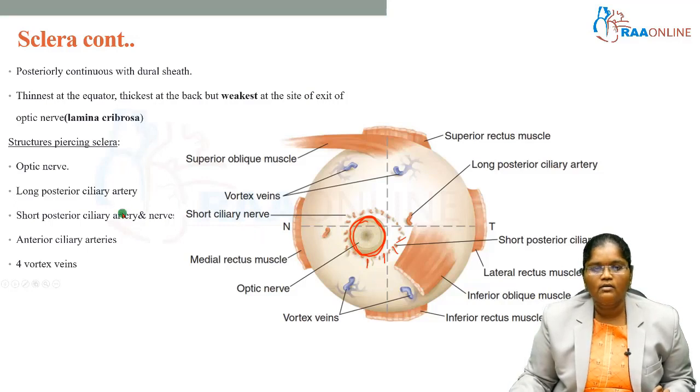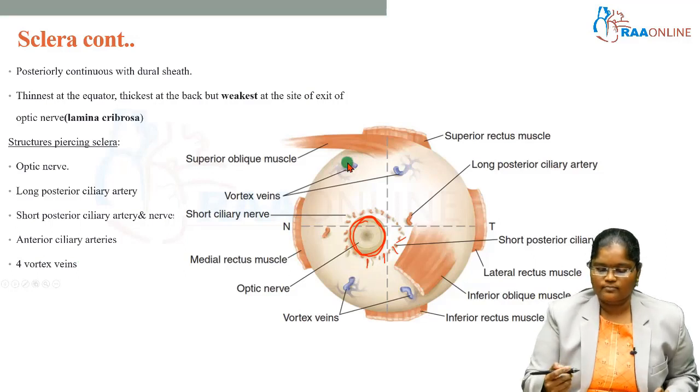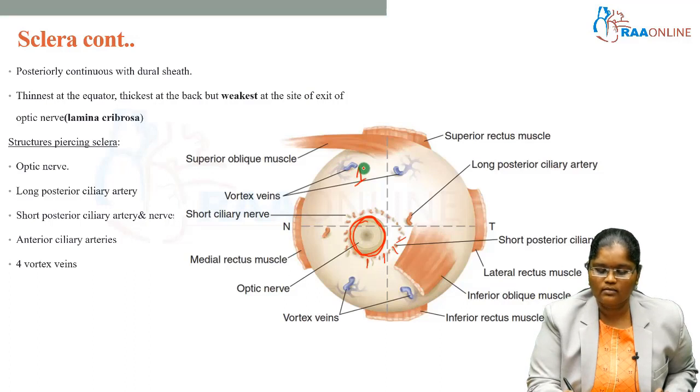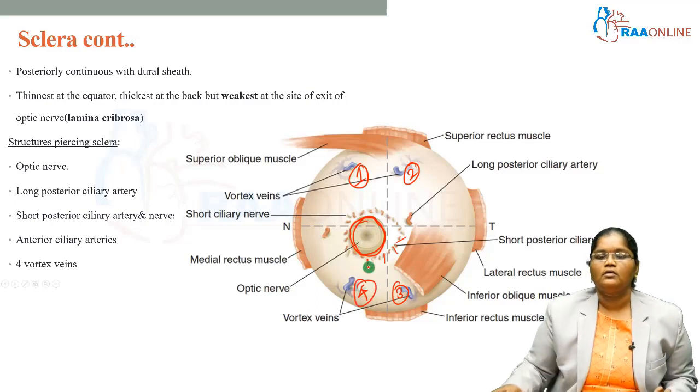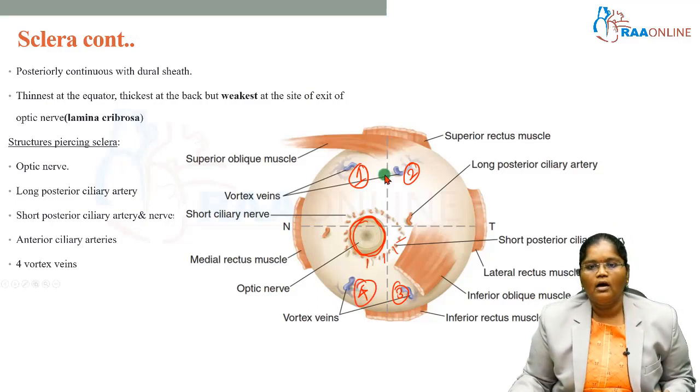In addition to that, here you can see the long posterior ciliary artery, the anterior ciliary arteries, and 4 vortex veins. Here you can see the 4 vortex veins, one for each quadrant. This is one vortex vein, this is the second vortex vein, third and fourth. So these are the venous drainage of the eyeball.